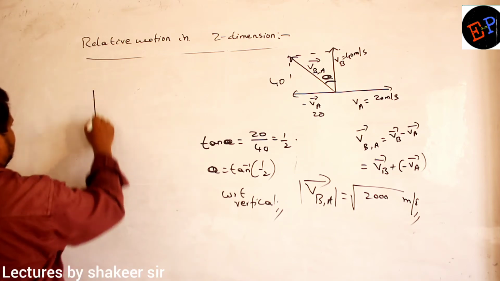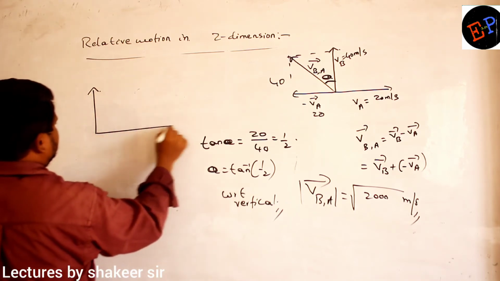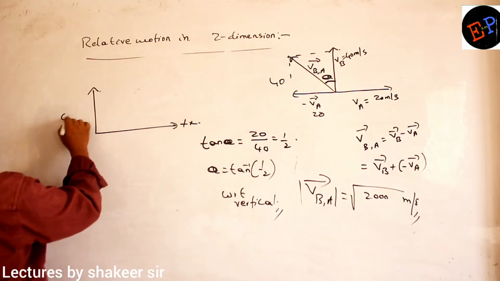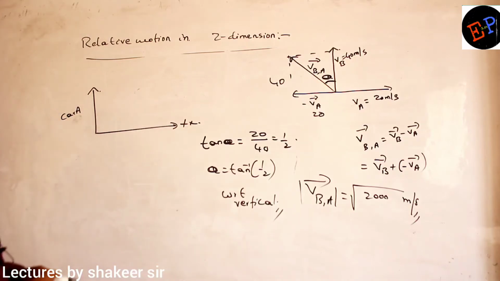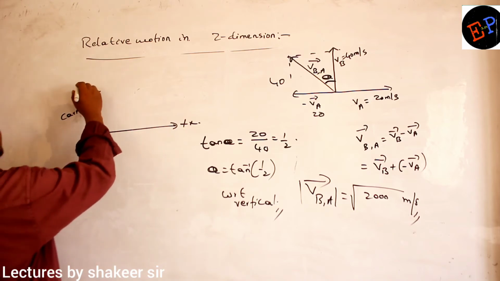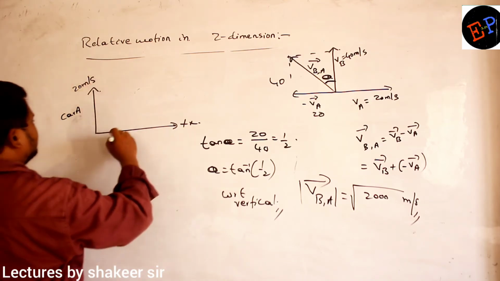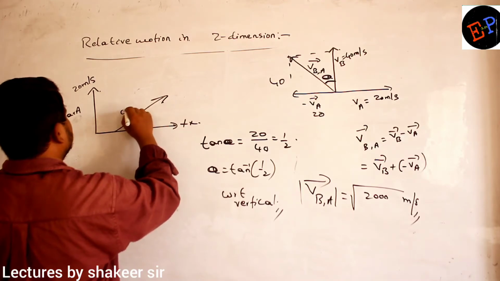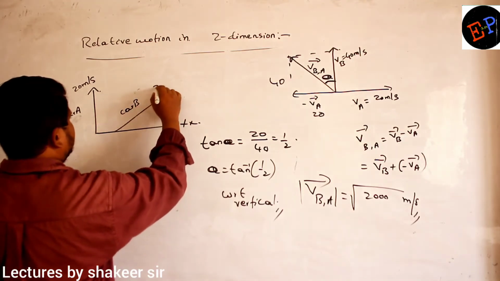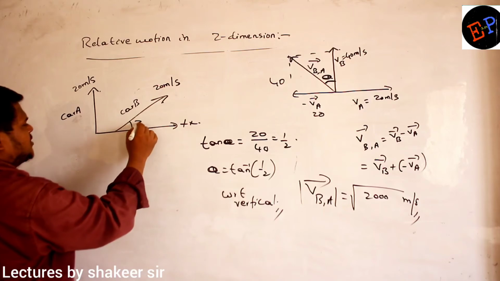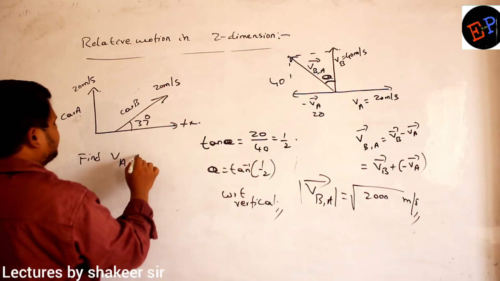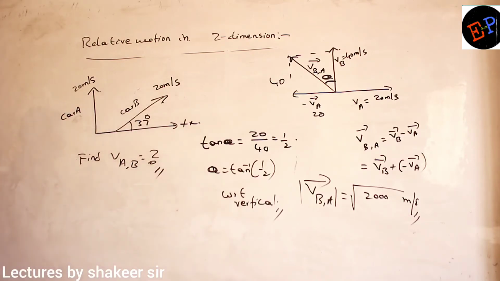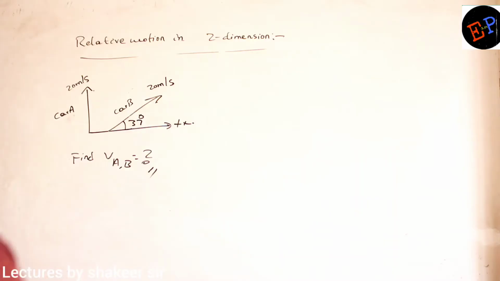Okay? So car A is moving in this direction with a velocity of 20 meter per second. Car B is moving in this direction with a velocity of 20 meter per second. Angle is 37 degrees. So find velocity of A with respect to B. That is the question. Okay? Come on, try.